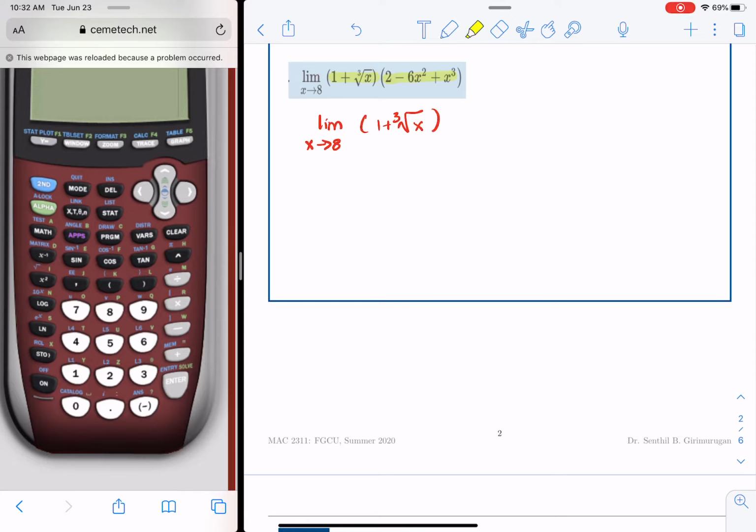And we have a power over here, which is the third root of x. And since x is inside the root, we can simply move the limit inside the root and apply the limit. So I have 1 plus the third root of 8, which is simply 2. So 1 plus 2 is 3.